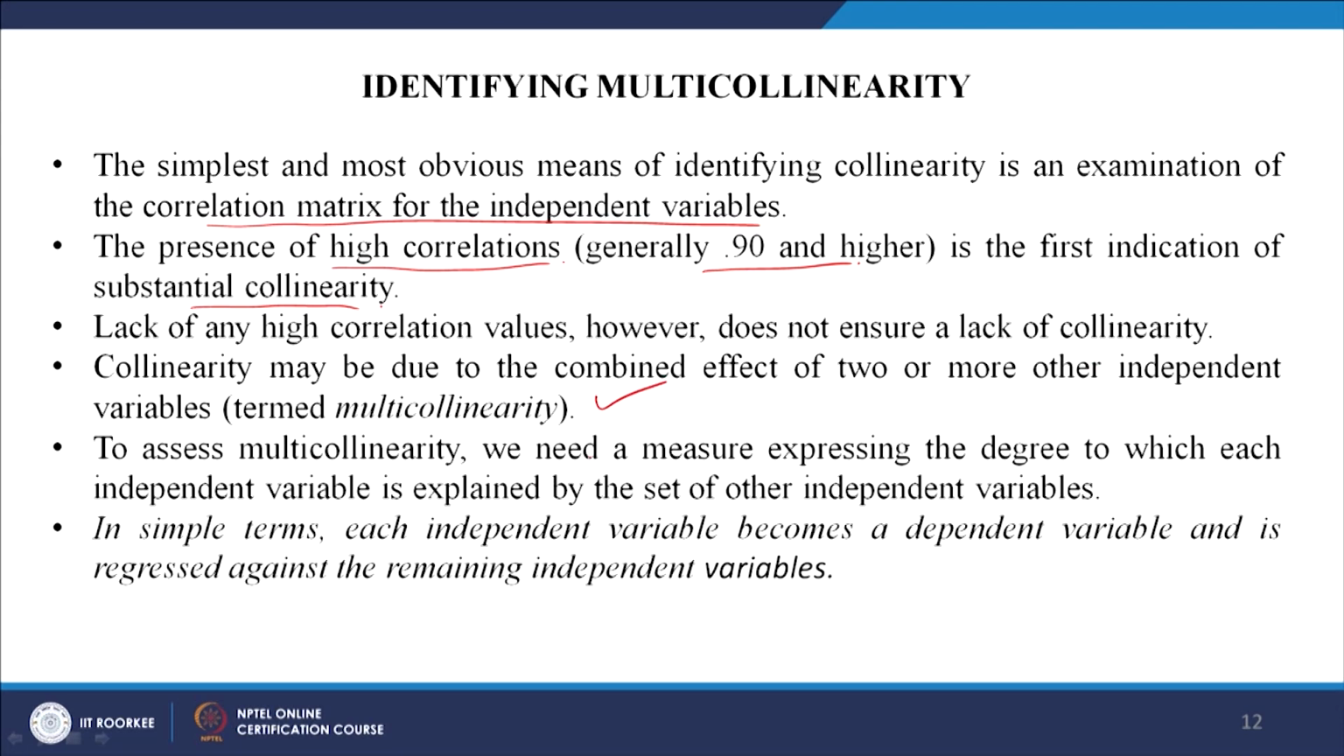Now, to assess multicollinearity, we need a measure expressing the degree to which each independent variable is explained by a set of other independent variables. In simple terms, each independent variable becomes a dependent variable and is regressed against the remaining independent variables. I will explain how to check multicollinearity. It is checked by two things: one is called the tolerance, and the other is called the VIF, variance inflation factor. Both of them are related: VIF is equal to 1 by tolerance.